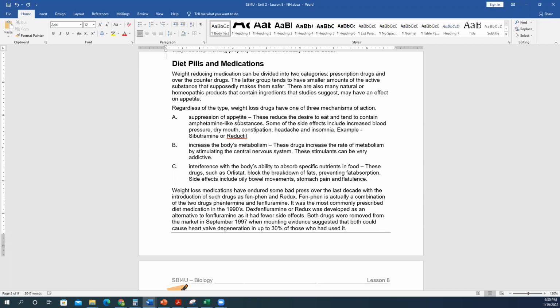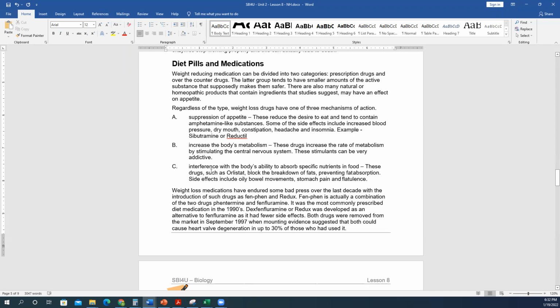But regardless of what type, weight loss drugs typically have one of three mechanisms of action. Either they suppress appetite, or they increase the body's metabolism, or they interfere with the body's ability to absorb some specific nutrients. The ones that reduce appetite reduce the desire to eat and tend to contain amphetamine-like substances. The side effects of these are that they tend to increase your blood pressure and cause dry mouth, constipation, headaches, and insomnia. An example is sibutramine, or Reductil.